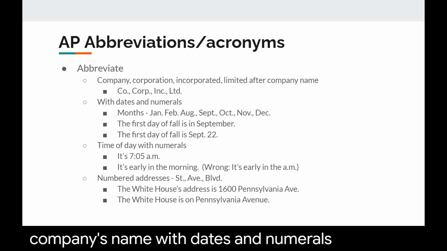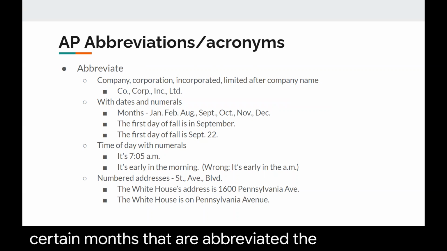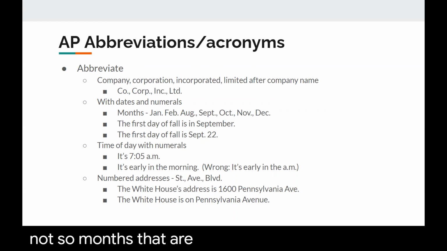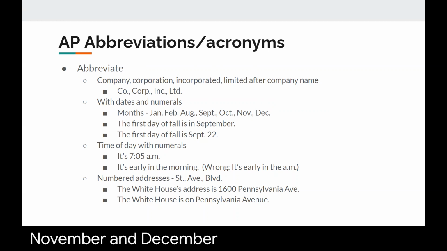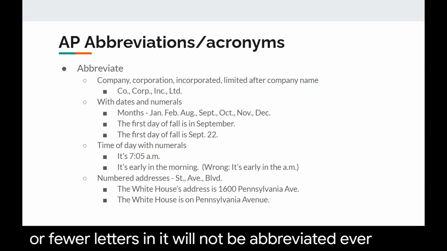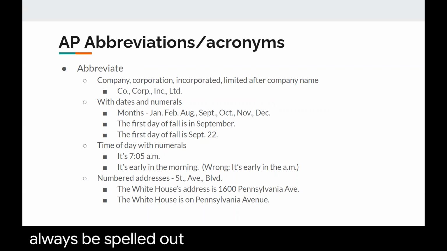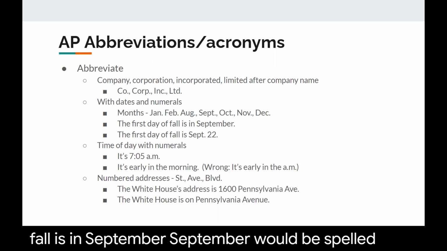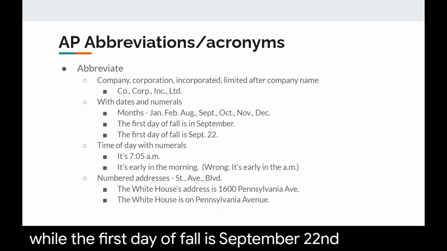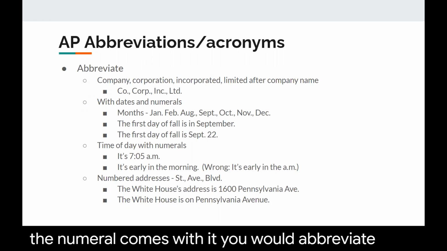With dates and numerals, there are certain months that are abbreviated, the others are not. So months that are abbreviated are January, February, August, September, October, November, and December. Any month that has 5 or fewer letters in it will not be abbreviated ever. It will always be spelled out. However, you're only going to abbreviate a month if it has a numeral with it, if it has the actual date with it. So the first day of fall is in September. September would be spelled out, while the first day of fall is Sept. 22. Because a numeral comes with it, you would abbreviate it there.